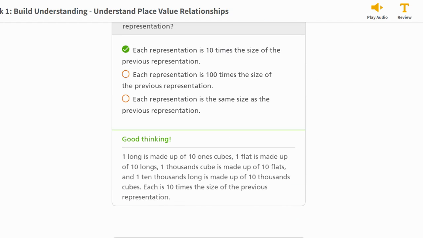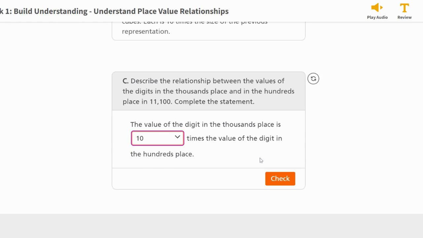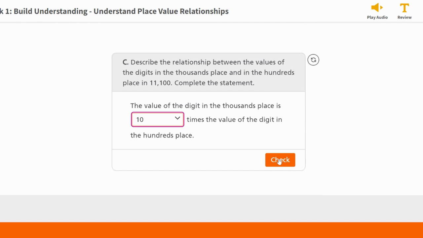Check your work. It tells us we had good thinking. Let's describe the relationship between the values of the digits in the thousands place and the hundreds place. So we're going back to that original question. The value of the digit in the thousands place is, okay, so thousands and hundreds, it's going to be 10 times the value of the hundreds place.